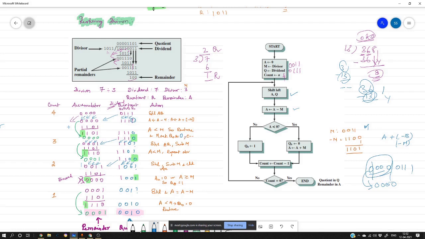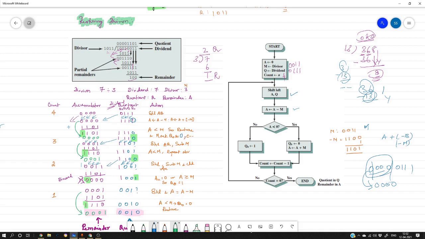So now, after doing this, again shift and decrement the count. So count will become 1. So you go back and shift the content of A and Q 1 position left, and again this Q0 is a question mark here. You have to fill it up, and now again subtract the divisor.